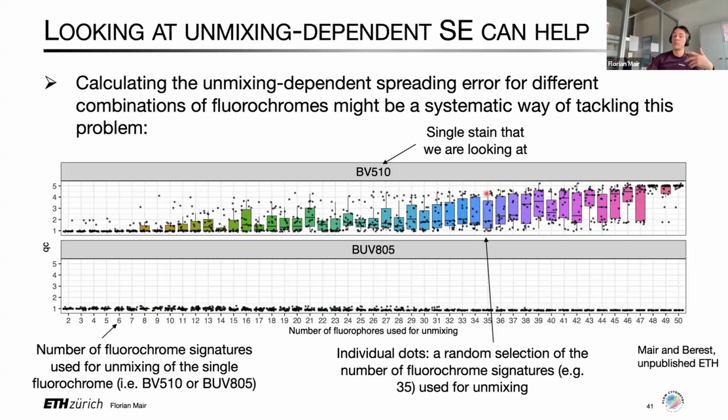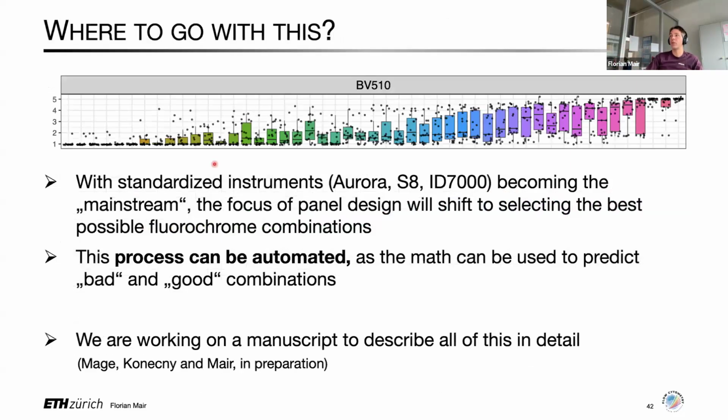And that means we are working on either automating that or at least have kind of a shiny app where you can hover over these individual dots and then get the list of fluorochromes that minimizes that lack of resolution, that increase in variance, which leads to a lack of resolution for that fluorochrome. So that's what we are currently working on.